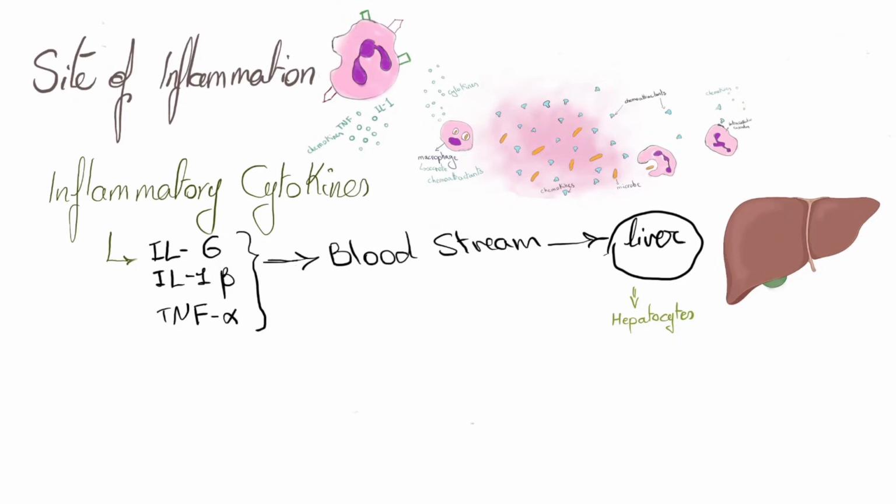When inflammation happens somewhere in the body, immune cells at the site, especially macrophages and monocytes, release pro-inflammatory cytokines. The main cytokine that drives CRP production is interleukin-6. Interleukin-1β and TNF-α also contribute. These cytokines enter the bloodstream and reach the liver, where they act on hepatocytes.